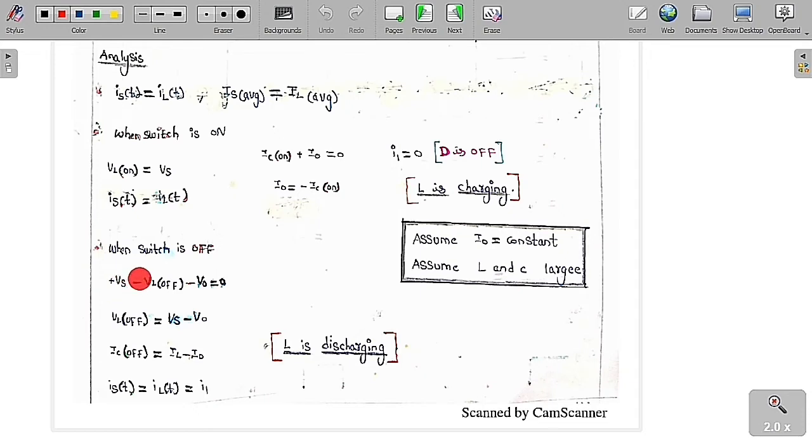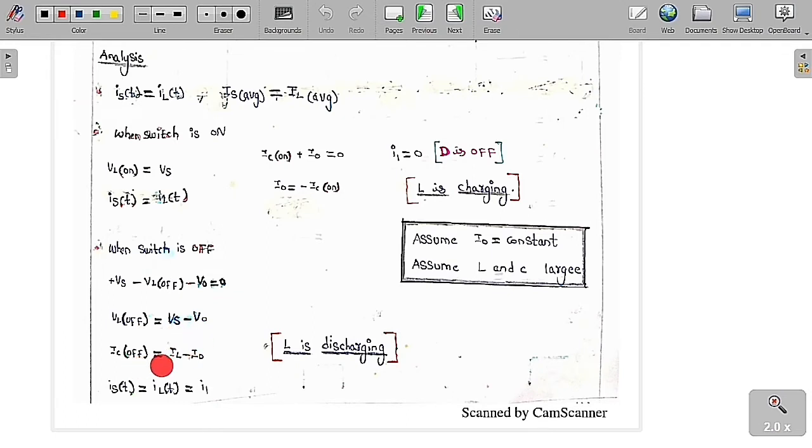So when the switch is off, what is going to happen? When the switch is off, it is open. So the source current is always equal to the inductor current. Now the inductor is going to discharge its energy to the load, so the current will decay. Now the diode is in conduction mode. If you apply KVL, plus Vs minus VL minus V0 is equal to 0. So VL off is equal to Vs minus V0.